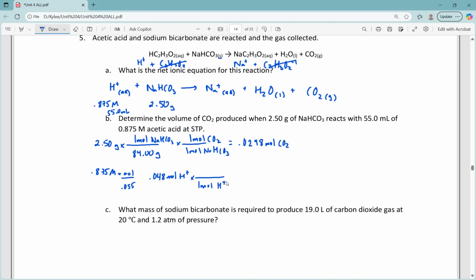So it's going to be 1 mole of hydrogen will produce 1 mole of CO2. And so nothing changes except that my label cancels there. And I get 0.048 moles of CO2.